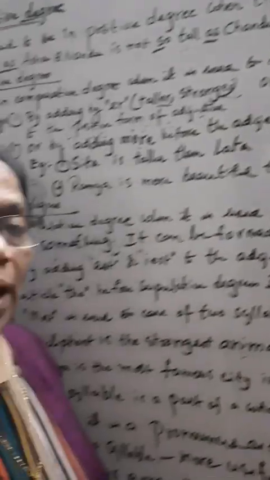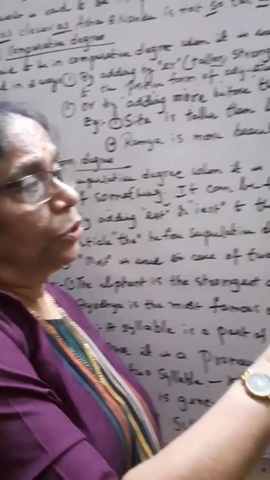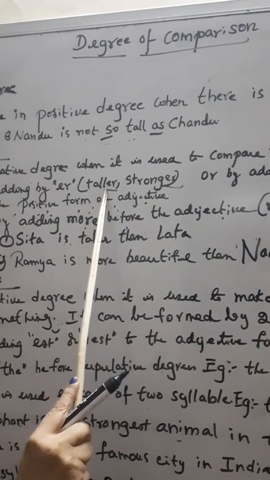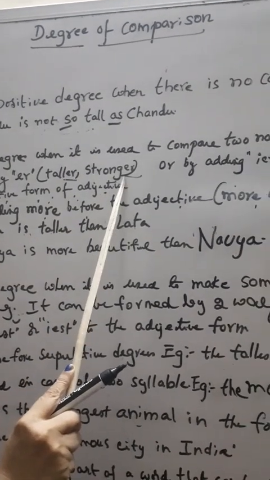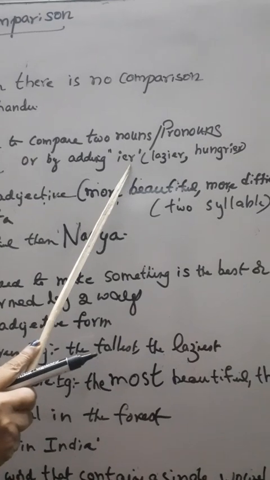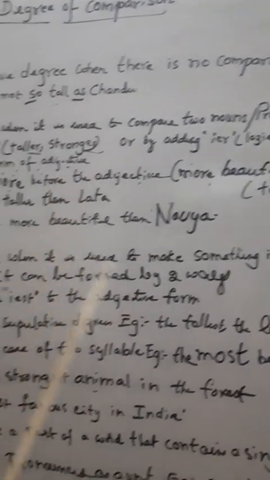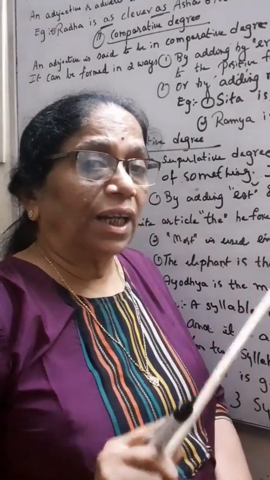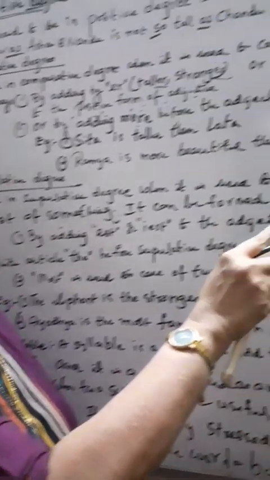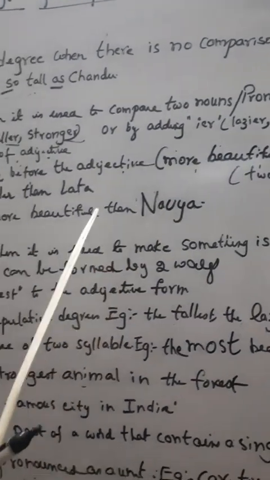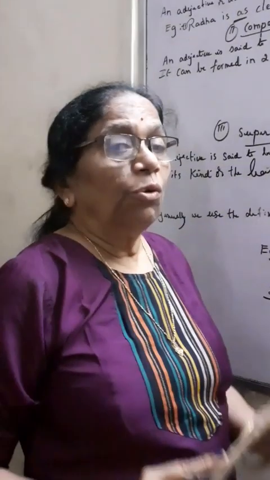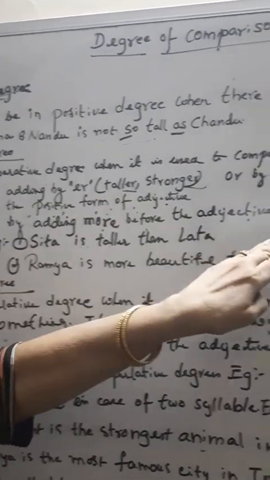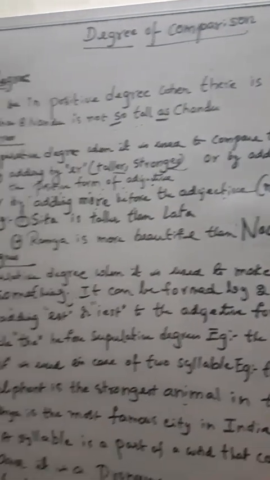Now, you may ask me when we should use more and when we should add er. IER we use when there is a word like lazy, hungry. When the last letter is Y, you have to cut it and add IER. Now, many of the students don't know when to use IER, ER, more. I will explain it to you now.